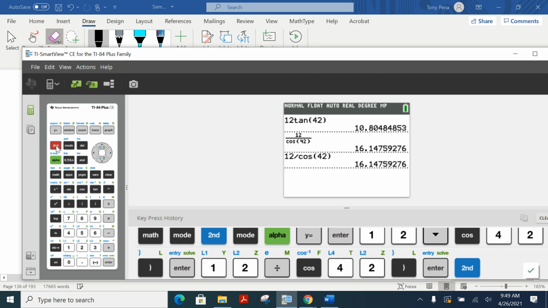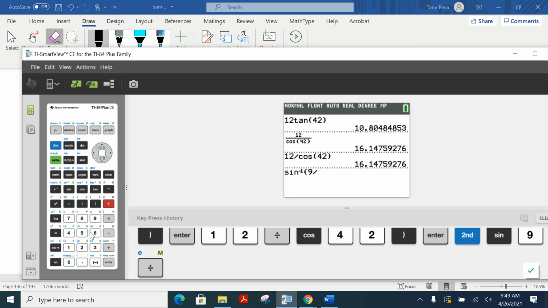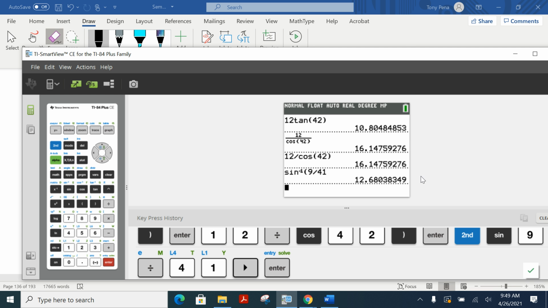So if I hit second sine, notice how the little inverse thing, the little -1 power, is now there. And then you're just typing in 9 divided by 41. Hit enter. Do we all get 12.68? Yeah. All right, so that gives us the angle degree measure. That is the measure of angle A.